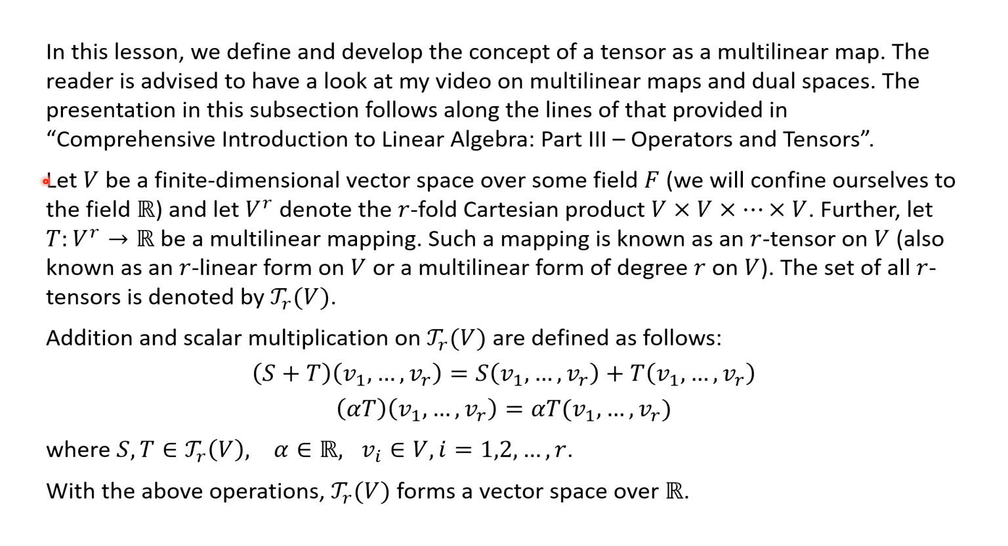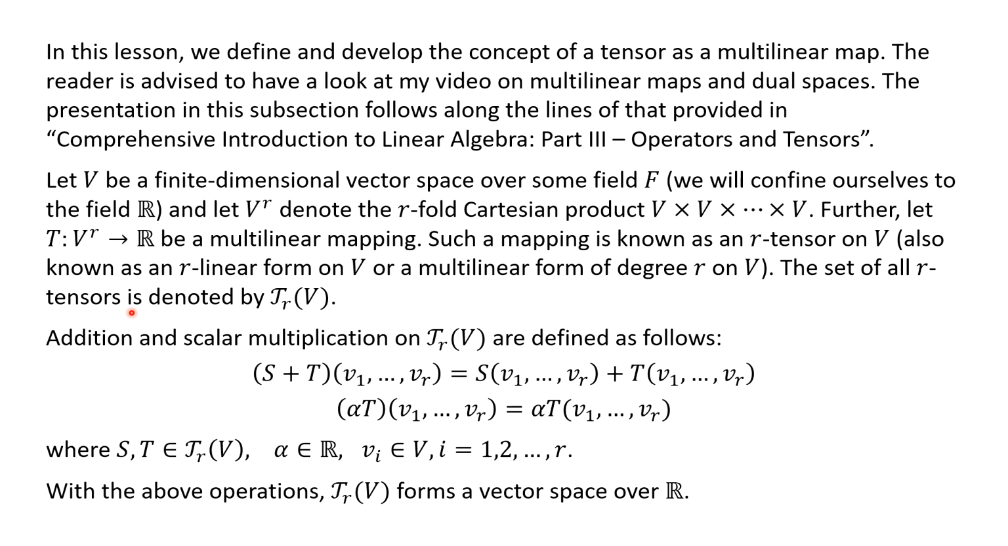So let's get started. Let V be a finite dimensional vector space over a field. We're going to confine ourselves to the field of real numbers. Let V^R be the R-fold Cartesian product. So we have R appearances of V here. Further, let T be a multilinear mapping from V^R to R. Such a mapping is known as an R tensor on V. There's a few other names for it, but we'll go with the term R tensor.